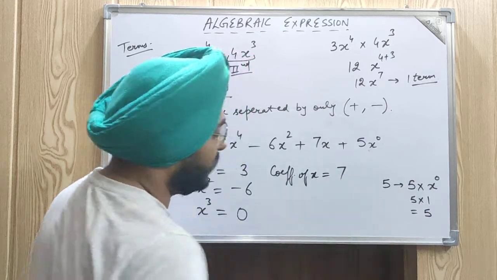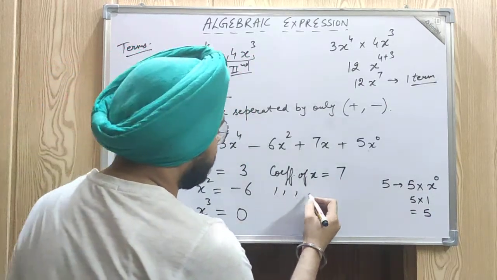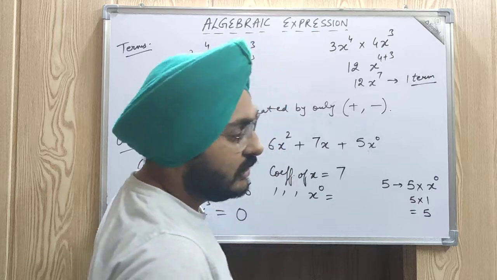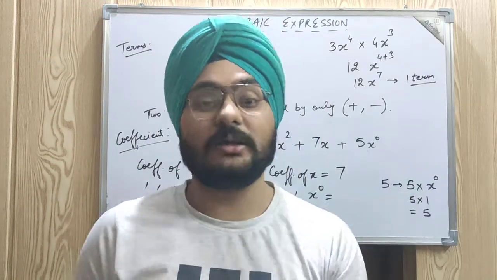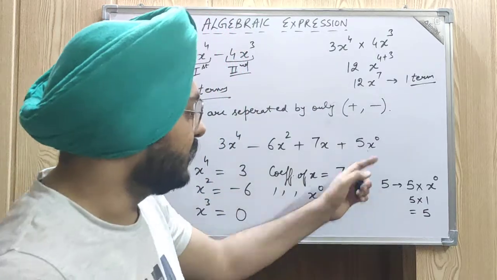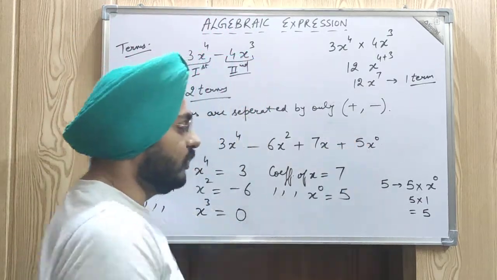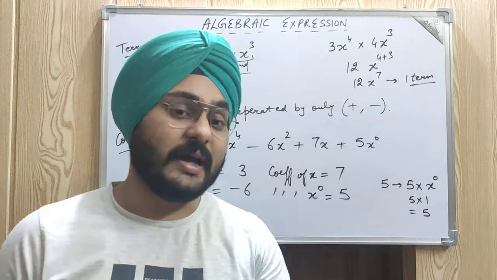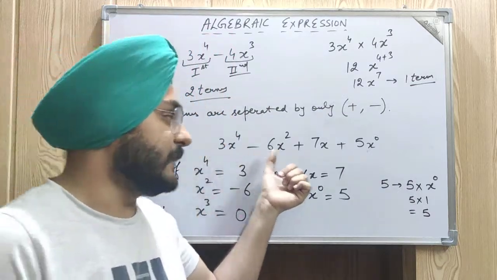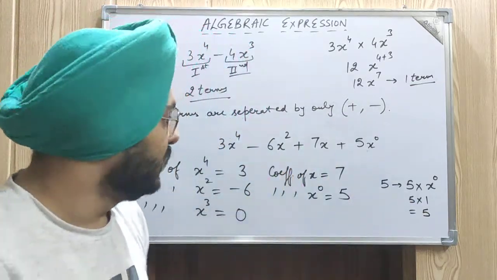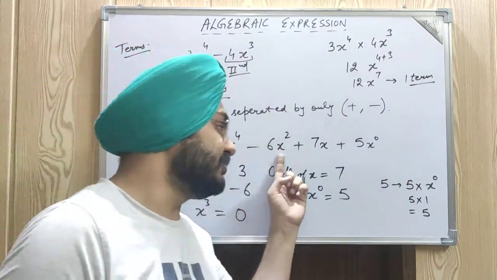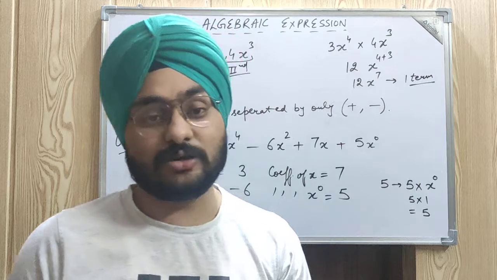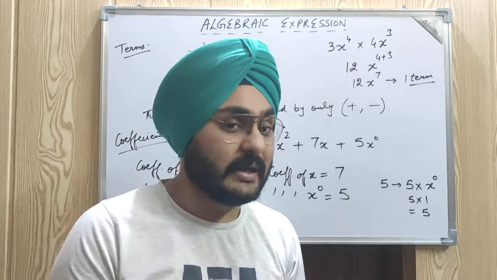The coefficient of x is what? 7. And the coefficient of x raised to the power 0? X raised to the power 0 means the constant term only. That is the 5. So I hope this will be clear. This we are having for the algebraic expression in one variable only. In the whole expression, I am just using the variable as x only. So I hope this will be clear to you.